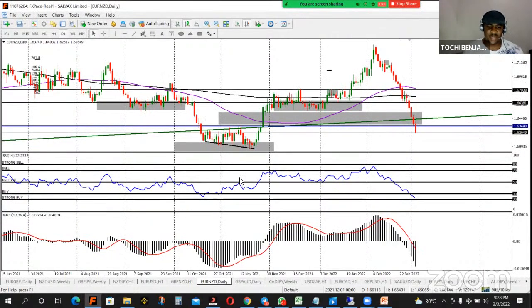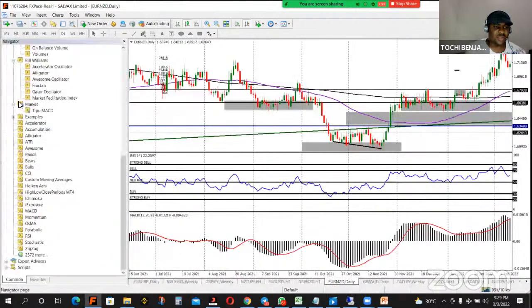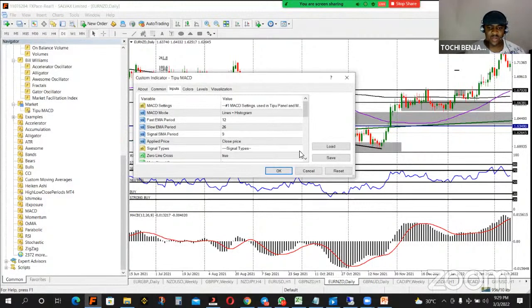So that's the MACD that comes to the system. Now I said I have one that I usually use, which is typical MACD. I will bring the two of them so that you can see the difference. Now, typical MACD is typical MACD. I'll click on it.